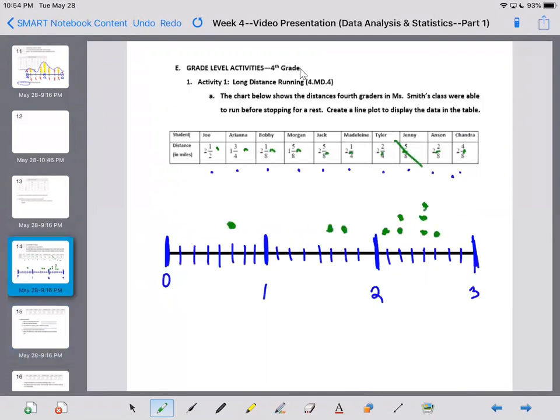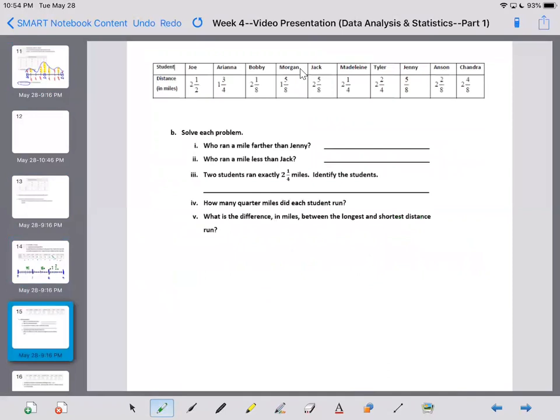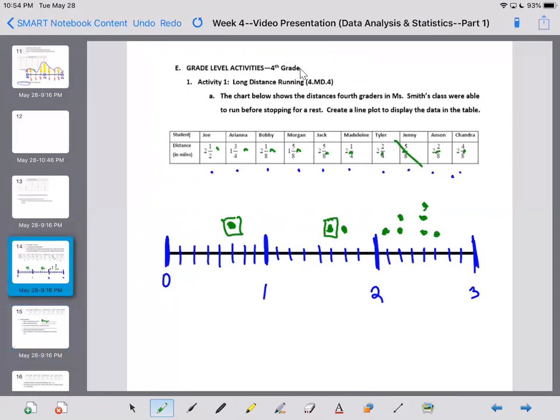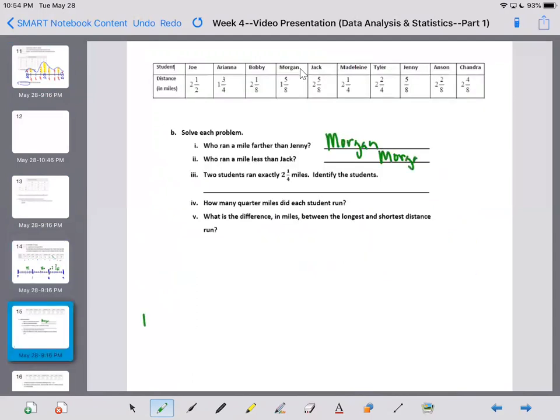Well, find out that Jenny was 5/8, so Jenny is right here. So 5/8, a mile farther would be Morgan, which would be 1 and 5/8. And who ran a mile less than Jack? Well, Jack is at 2 and 5/8. So Jack's here. So who ran a mile less? Well, that would also be Morgan. So Morgan seems to be right in the middle of Jenny and Jack.